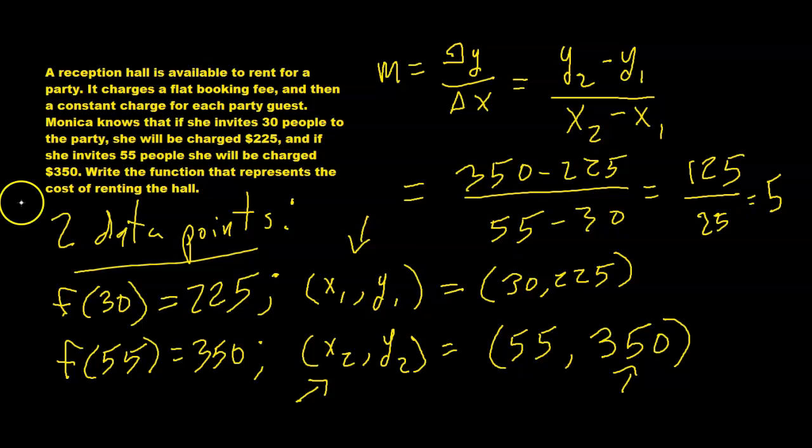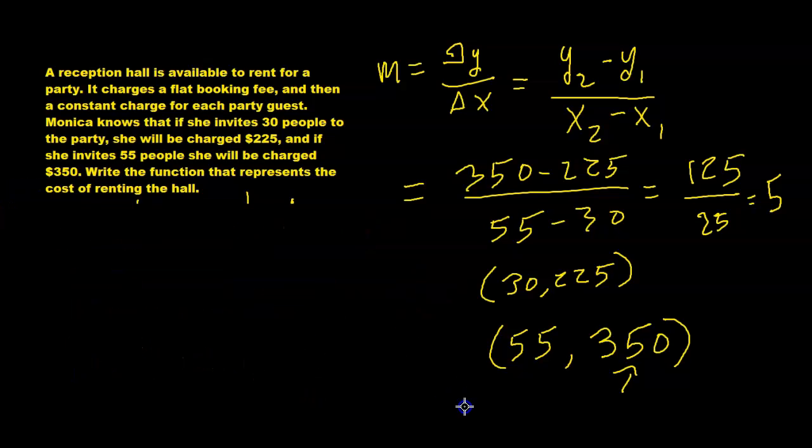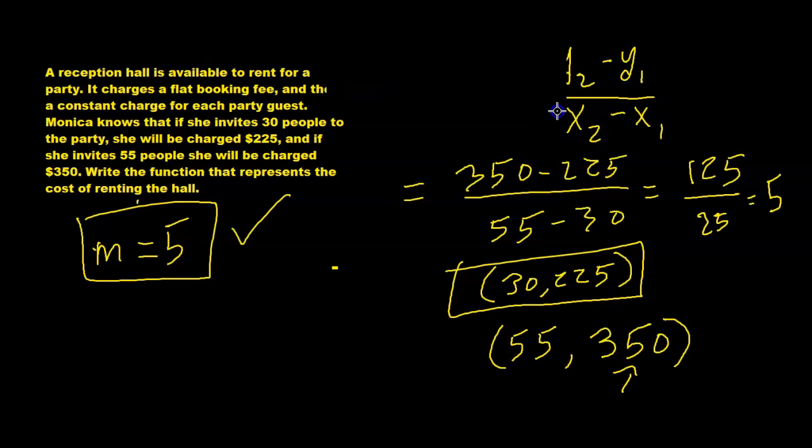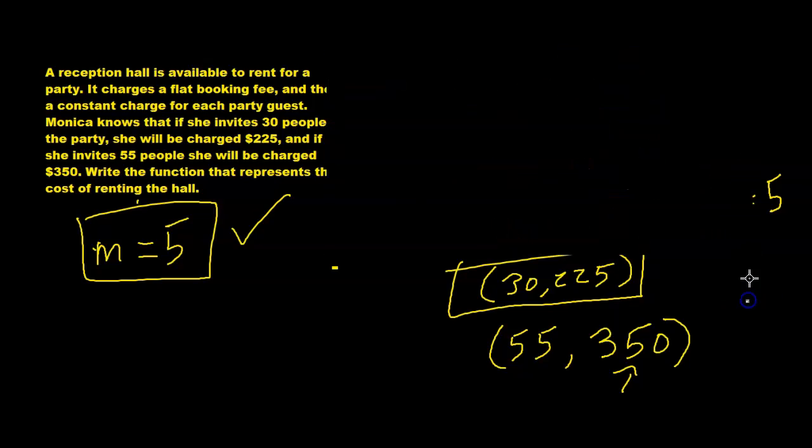So let me make some room down here. Let's keep that, and let's say at least we know for sure that m equals positive 5. All right, that's half the battle. Now we need to find b. Well, how do we find b? Remember, we take one data point that we know is on the line. Let's in this case use 30 comma 225.